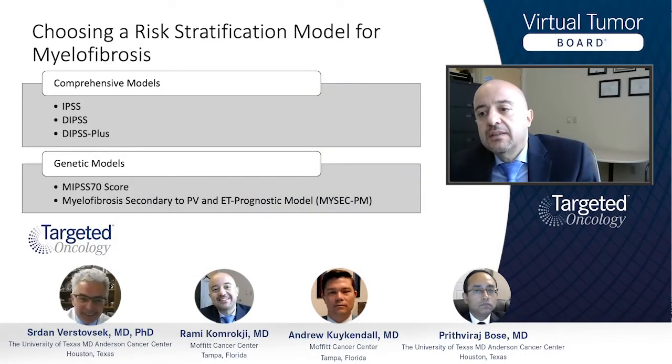Having said that, I think in practice, we usually start with something like the DIPSS or DIPSS Plus because it's a little bit more comprehensive. And we do complement it with one of the genetically based models, like the MIPSS70. Actually, Dr. Kirkendall published some of our work looking at when we had a discrepancy of two stages between a clinically based model, which gave, let's say, an intermediate-1 or low risk, while a genetically inspired model gave intermediate-2, and it seems that the genetically inspired models refine the prognostic value.